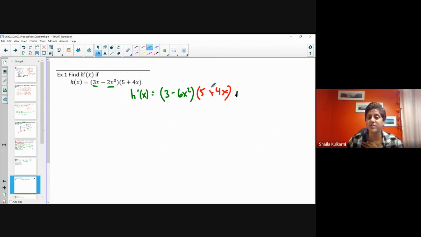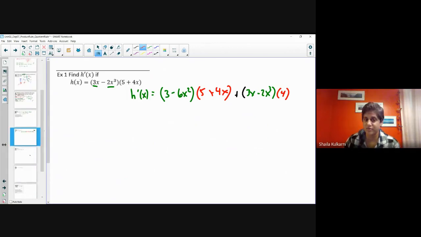Take the derivative of the second function only. So we're going to leave the first function the same, and we are going to take the derivative of the second function. What is the derivative of 5? 0. What's the derivative of 4x? 4. We can leave it like this, and I am going to leave it like this for the purpose of your notes. We do not need to multiply that out. So we're just going to leave it unsimplified for the purposes of notes.